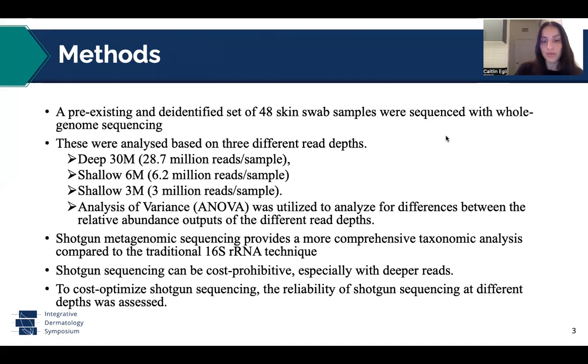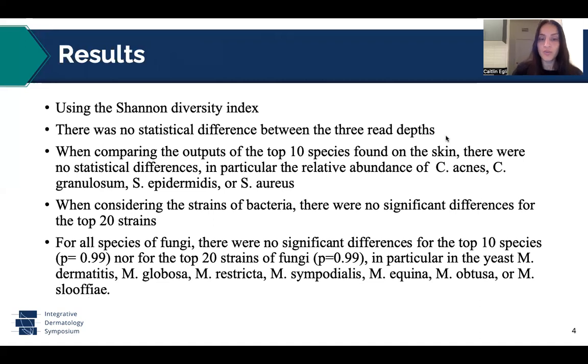Shotgun metagenomic sequencing provides a more comprehensive taxonomic analysis compared to the traditional 16S rRNA technique. However, shotgun sequencing can be cost prohibitive, especially with deeper reads. To cost optimize shotgun, the reliability at different depths must be assessed. So these were the results.